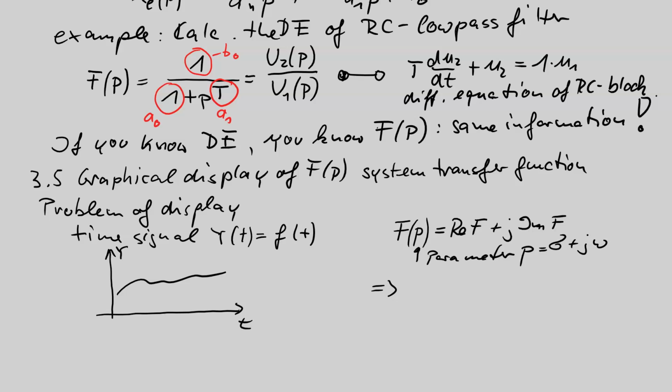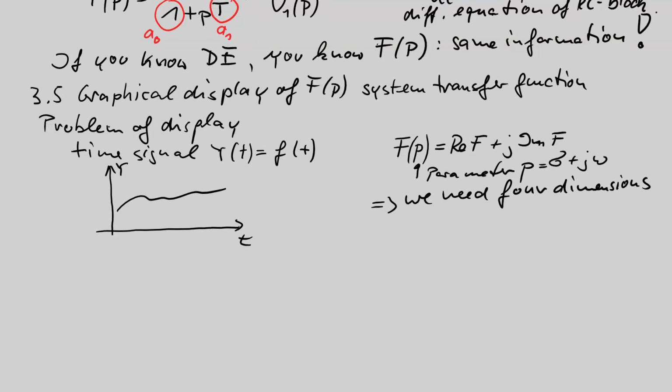So we need a four-dimensional room, and that is what we don't have. Sorry. We need 4 dimensions. Now we have 3D movies, but no 4D movies. So it is impossible to display completely. There is no complete display of a system transfer function.